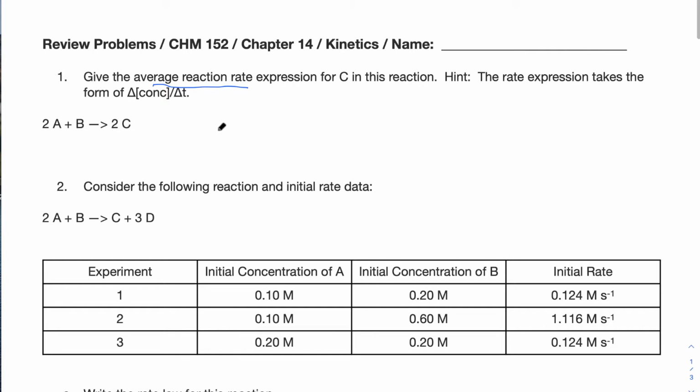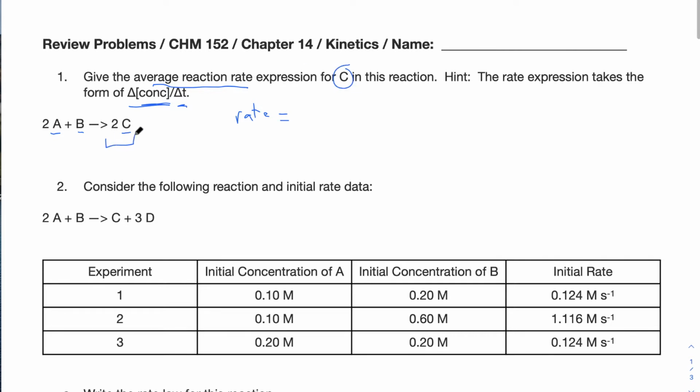But when it talks about the average rate expression for not just C, but you can do it for any of the reactants or products in a chemical reaction, it takes on that form of the rate, and it's actually stated right here, the change in the concentration with respect to the change in time. So let's just specifically address C just to answer the question.